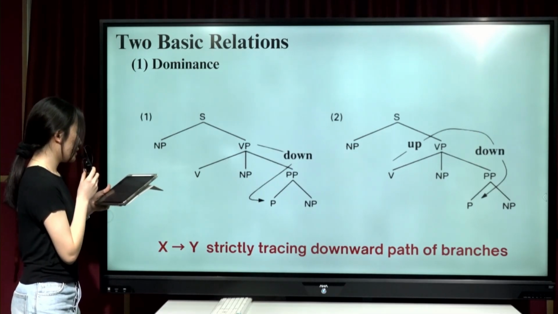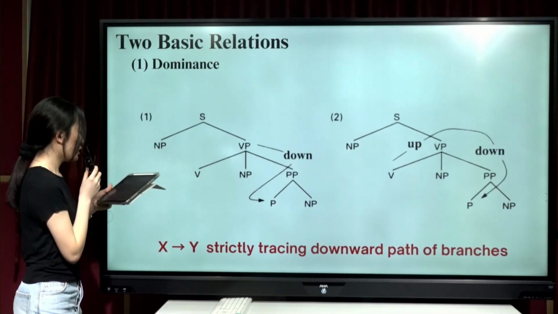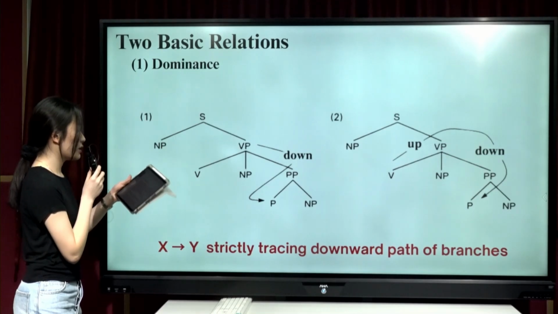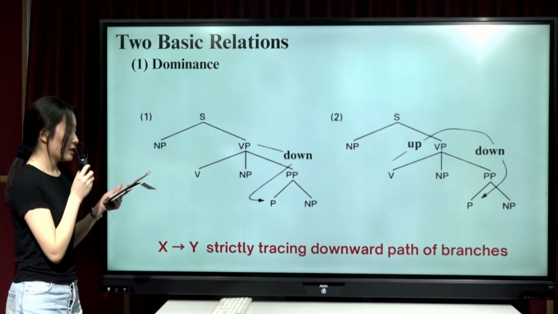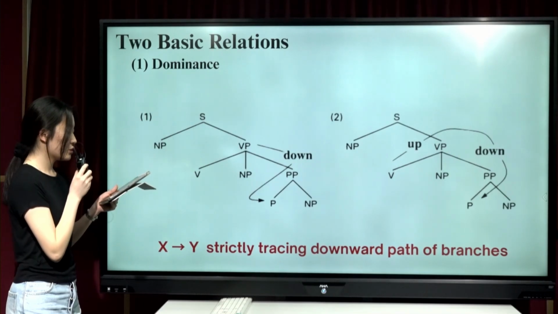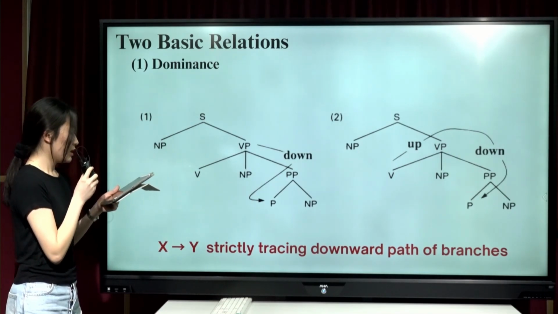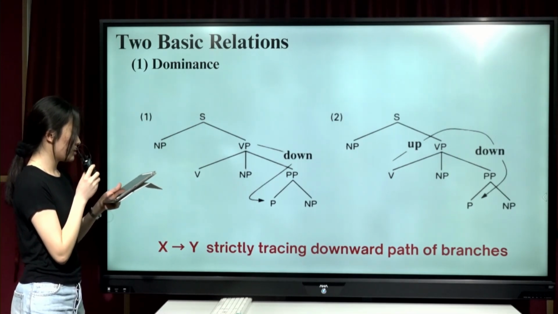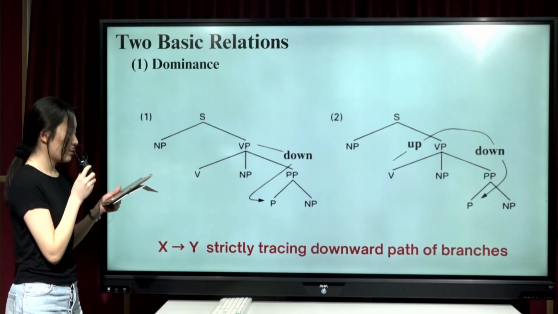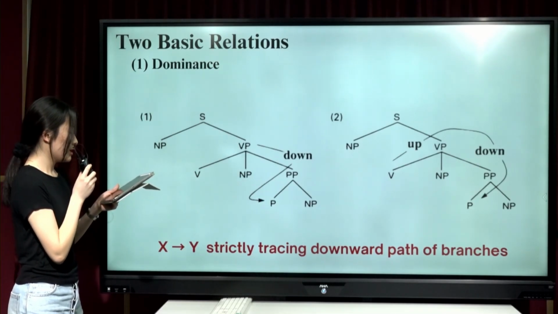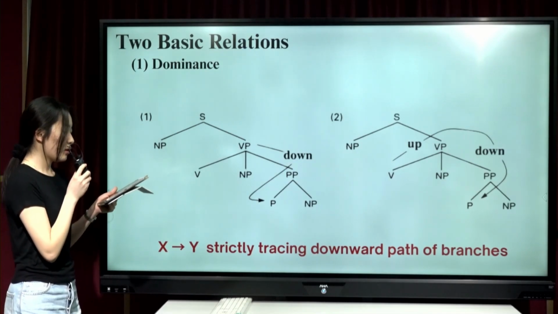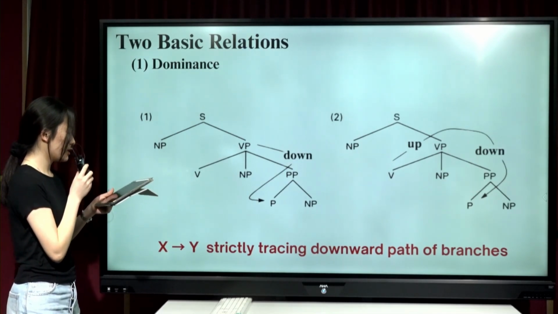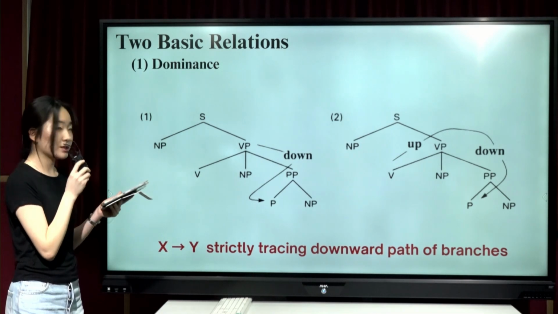To reach the P node from the VP node, we have to go down and again down. In contrast, in photo 2, they ask if the V node dominates the P node. If we trace up the tree, we can figure out that we have to go upwards. To conclude in one sentence, dominance can only be established when a node strictly traces downwards.